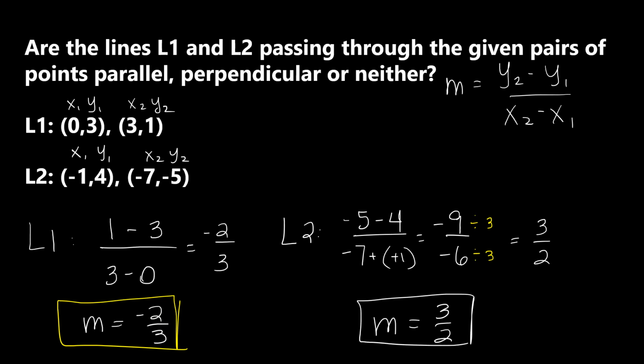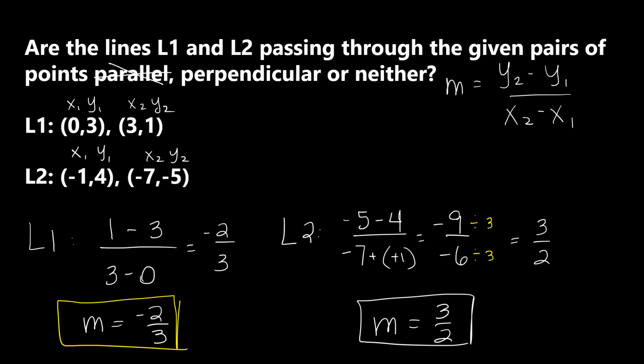Okay, so looking at these two slopes, I know they're not equal. I have a negative 2/3 here and a positive 3/2 here, so they clearly are not parallel. But we can look at them and determine if they're maybe perpendicular. Perpendicular means that I have opposite reciprocals. Well, I have opposite signs. This one is negative 2/3, so that's a negative, and this one is positive 3/2. And I also have the fraction 2/3 flipped to 3/2.